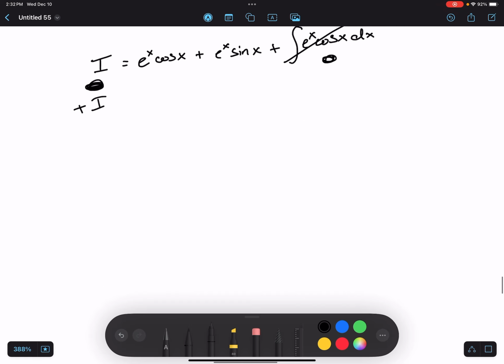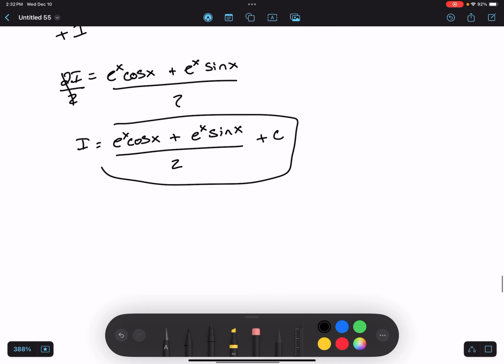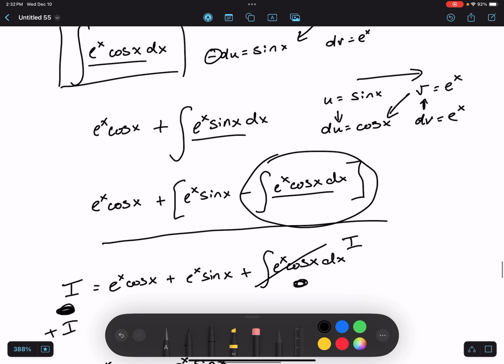And so that gives us 2I equals e to the x cosine x plus e to the x sine x. And now, to solve for the answer of our original integral, we just have to divide both sides by 2. So what we're left with is I equals e to the x cosine x plus e to the x sine x over 2, and then plus C for a constant. And that is the solution to the integral of e to the x cosine x.